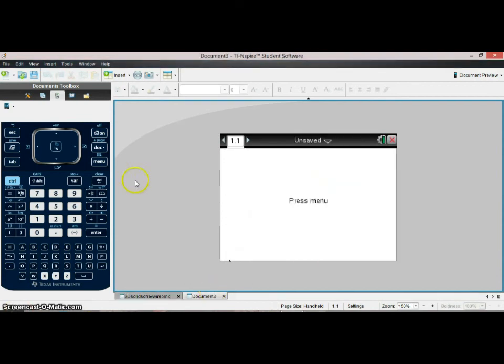Alright, so first we're going to learn how to split up the screen like that, because I didn't know how to do that.